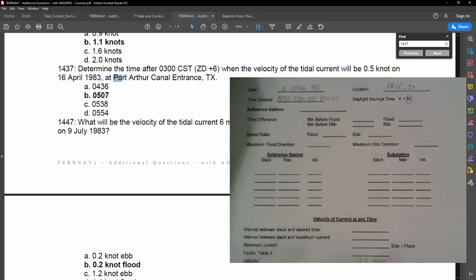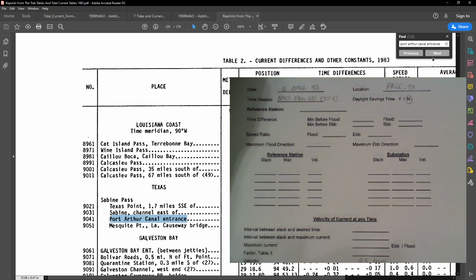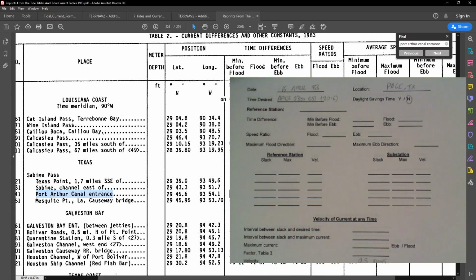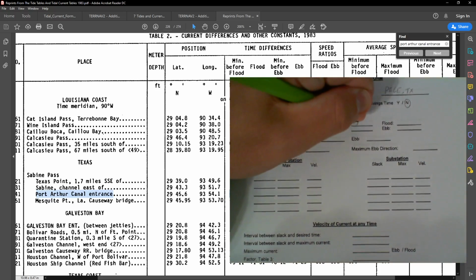So, let's copy and paste Port Arthur Canal, Texas. Now, since Port Arthur Canal is in the correct page range for tidal currents, we know this is the correct one. So, let's copy down these numbers right here. The reference station is Galveston Bay Entrance. And really the only important part about this one is page 124 of the currents. The minimum before flood is plus 0.53 minutes.